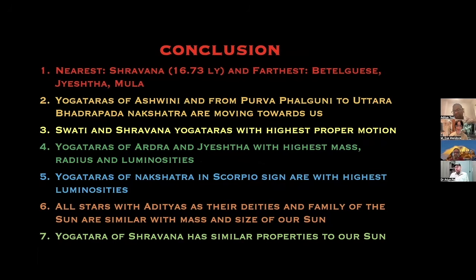All stars with Adityas as their deities and the family of the sun, like Ashwini Kumaras, have similar mass and size to our own sun. That's why they are Adityas. Who knows? Yeah, that's a brilliant thing. The 12 Adityas all having similar properties is a big point. Only Chitra and Mitra did not match.